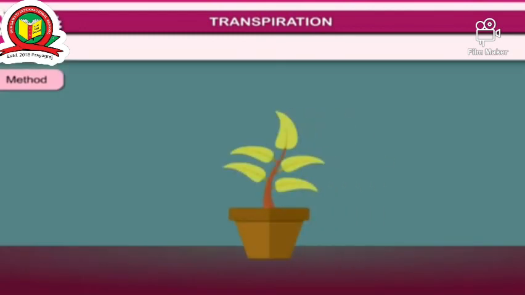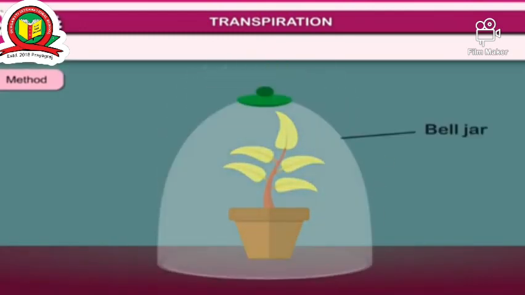Activity: to show that transpiration occurs through leaves. Method: take a well-watered potted plant on a glass plate and cover it with a dry bell jar. The apparatus is made airtight with Vaseline. After some time, the bell jar becomes misty and a few small droplets will also be seen on the inner surface of the bell jar. Result: this shows water vapor formed during transpiration has condensed on the inner surface of the bell jar in the form of droplets.